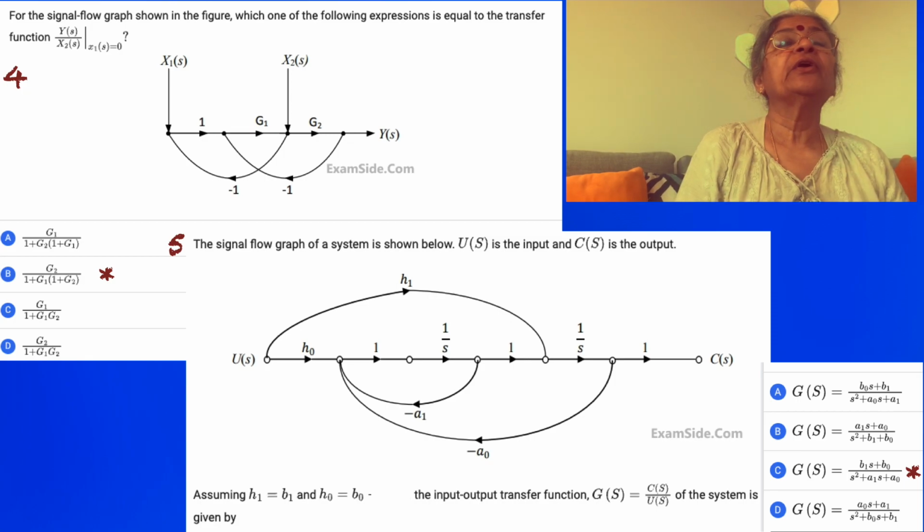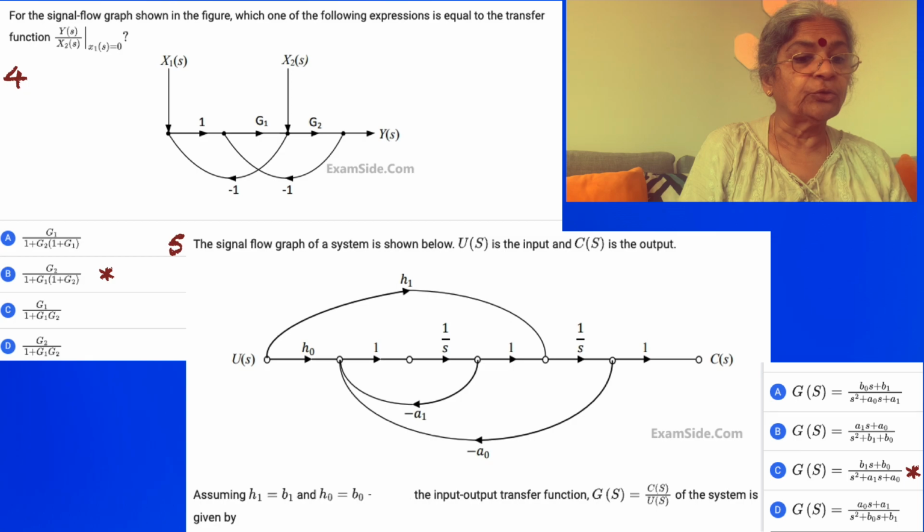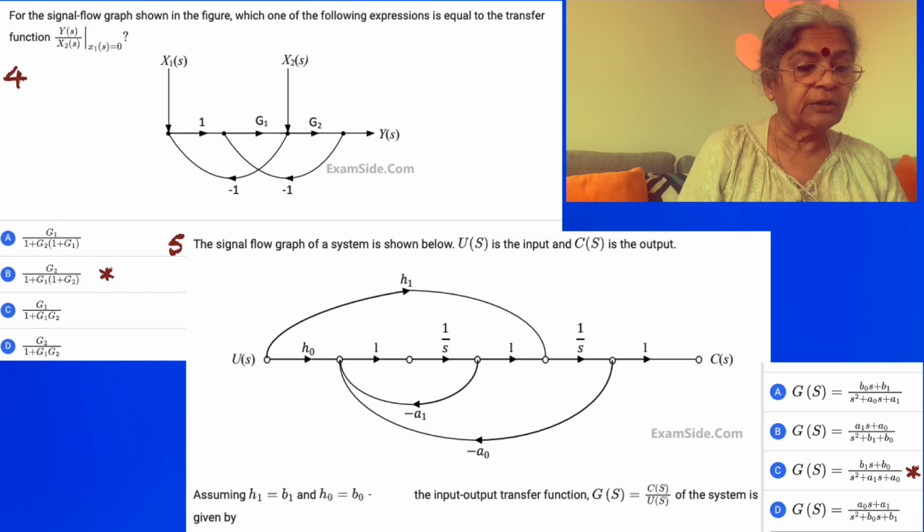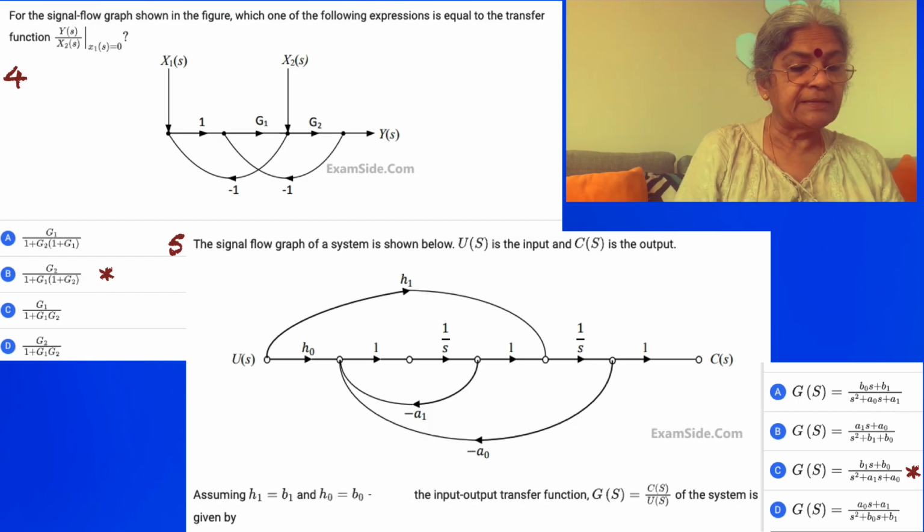Okay, of course, when you are having one input, the other input should be equal to 0, and that's what is marked here. x1 is equal to 0. So there's nothing there. You see that x2 progresses towards y2 through a single path which is equal to g2. So the numerator should have only g2. Okay, so from amongst the four options, we have B and C having a numerator equal to g2.